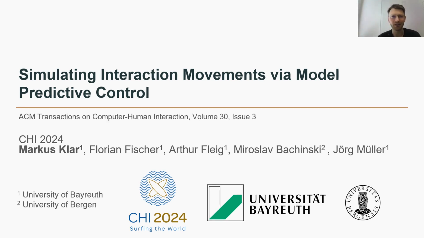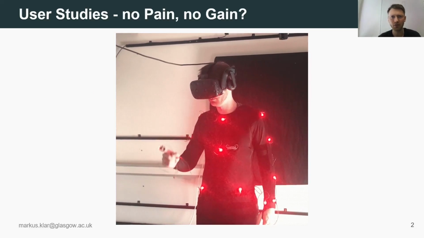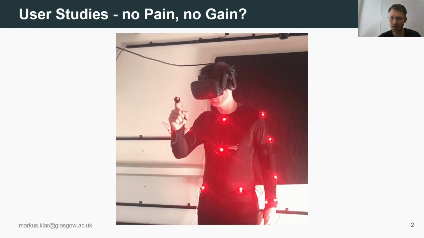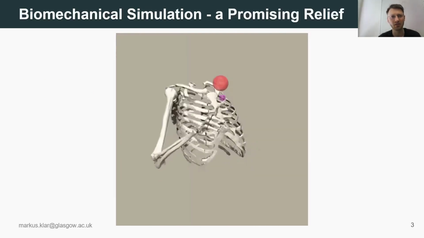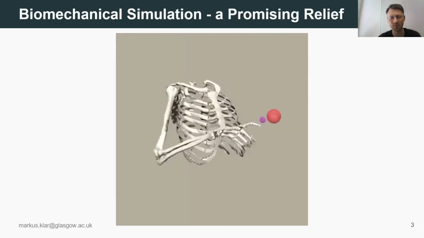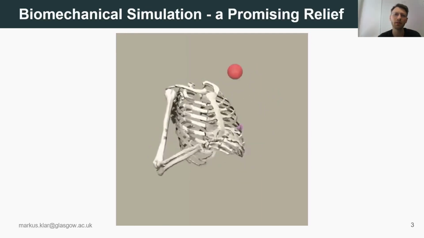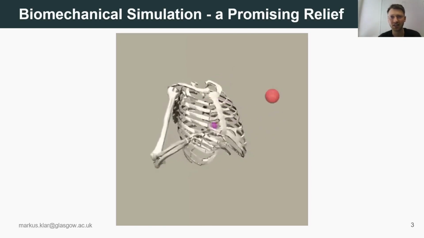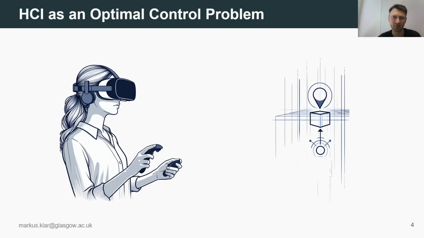When we want to evaluate VR interaction techniques on ergonomics, we usually have to conduct expensive and time-consuming user studies. In this work, we propose one way out, that is, biomechanical simulations. But to be able to run those simulations, we have to view HCI as an optimal control problem. I will explain how this works on this small example.